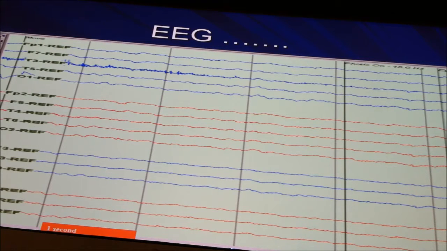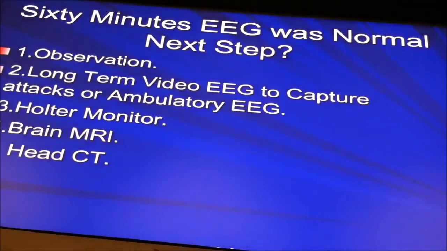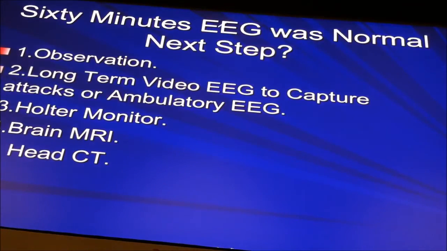Do you have any concern about the EEG? Now, a 60-minute EEG was done, and it was normal. What is the next interesting step: observation, long-term video EEG to capture the spell, Holter, brain MRI, CT? Your chance of being right is 25%, so throw out anything. Long-term EEG, good catch. Why? Because you want to capture the spell, right?